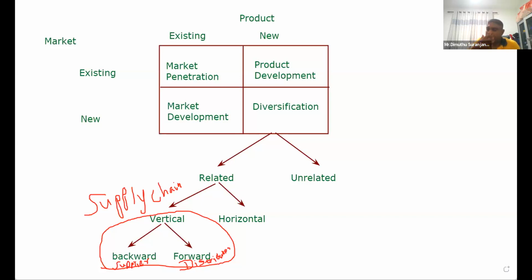At the moment we take tea from only one supplier. Then in the future we can buy tea by ourselves. For example, maybe Colombo tea auctions. We can buy the tea in the Colombo tea auctions. In there, we started to do the work of the supply, that is backward integration. So if you start our own distributions, that is forward integration.